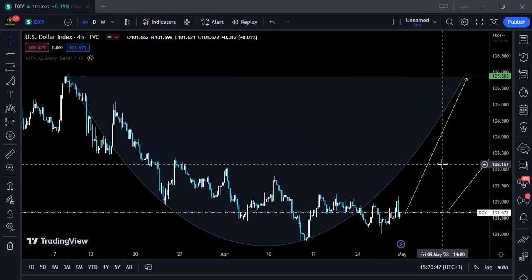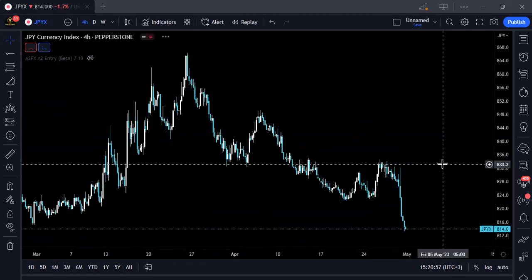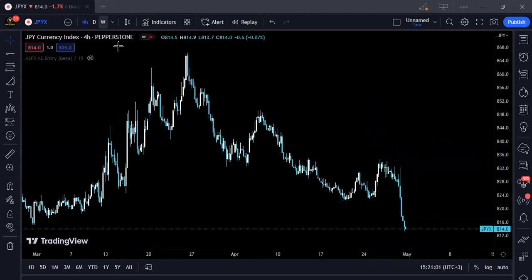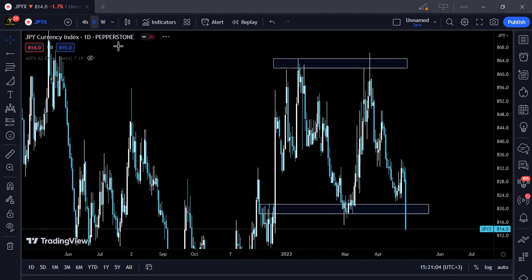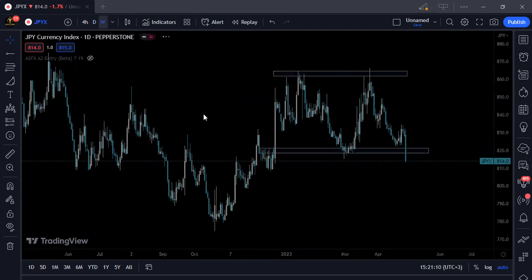That's the move that I'll be anticipating to happen on DXY, a bullish move. Now, let's go to its rival, or what we so-called JPYX. Woof, look at this thing. I mean, last week, JPYX was dropping like crazy. We can see here from the daily perspective. Let's take it from the weekly.